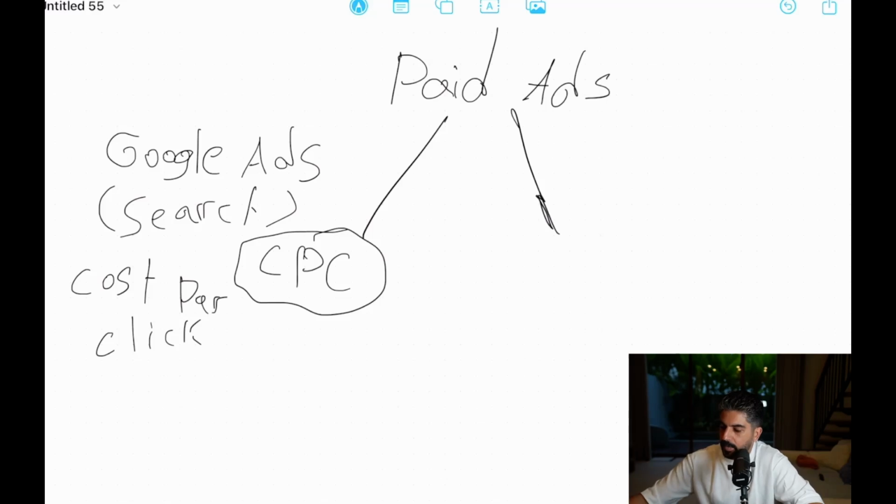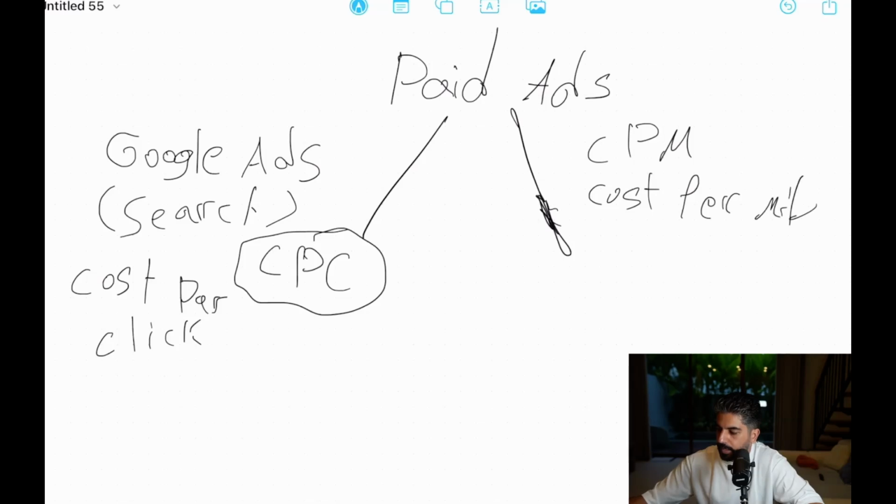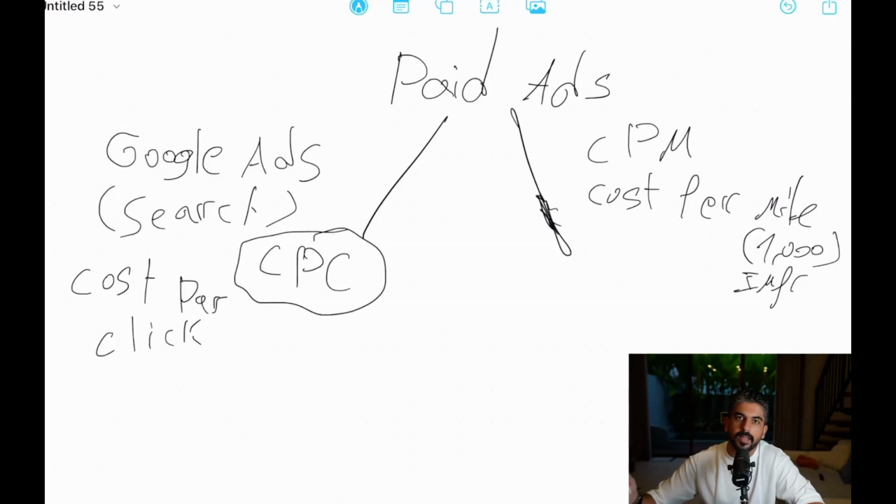And the second way the online platforms are able to charge you is based on what's known as CPM, which stands for cost per mille, meaning cost per 1,000 impressions. 1,000 people saw your ads, and now you're paying based on the number of eyeballs who actually saw your ad and not how many people have clicked on your ad.